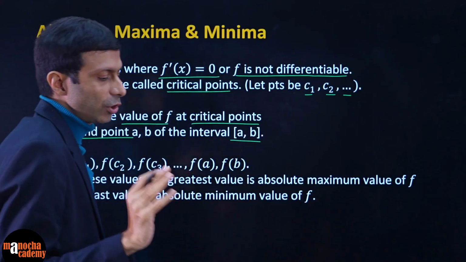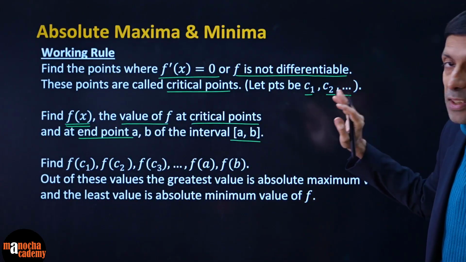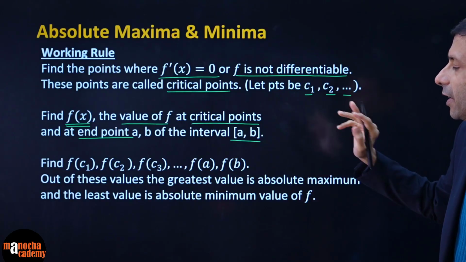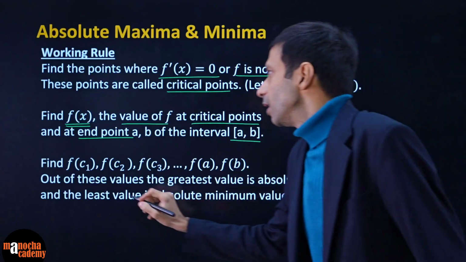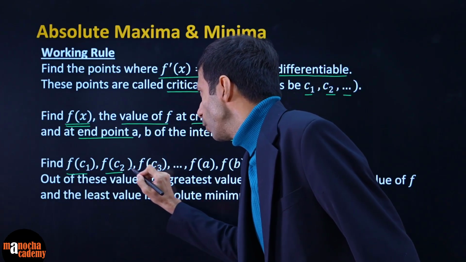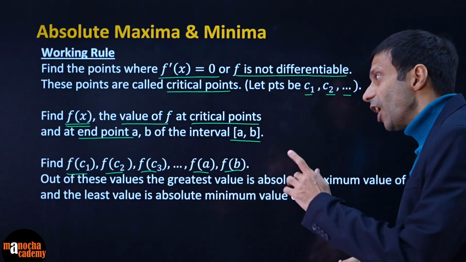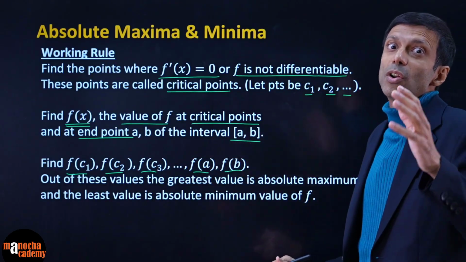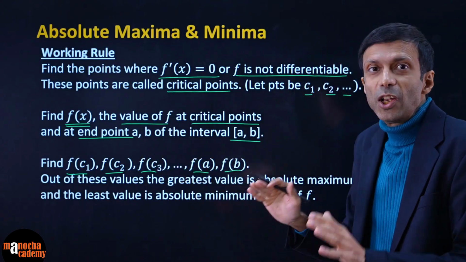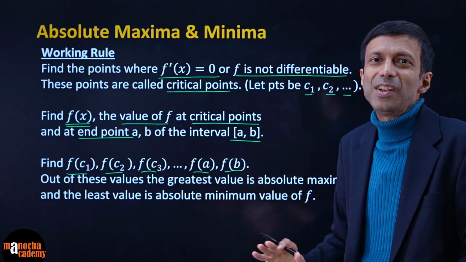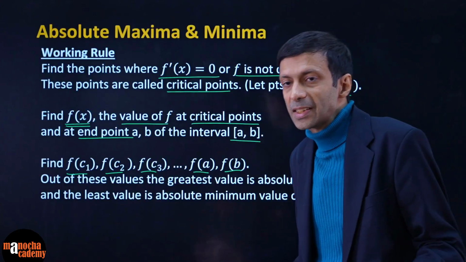I'll explain to you the logic why we are doing this. So first understand what the working rule is and then let's discuss it. Basically they are asking you to find the function value at all the critical points and at the extreme points. Whichever is the greatest value becomes your absolute maximum or global maximum. Whichever is your minimum value becomes your absolute minimum. That's it. So why are they asking us to do this?